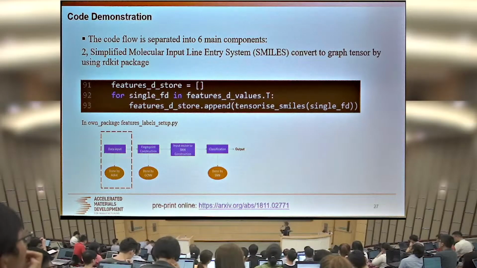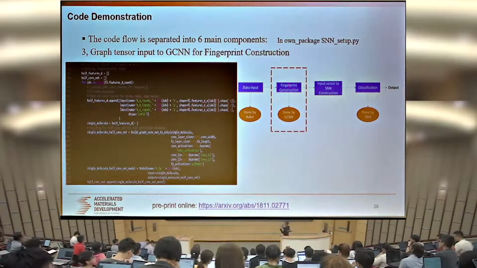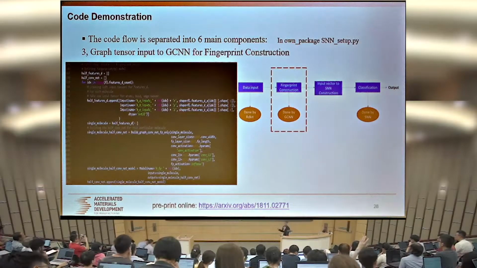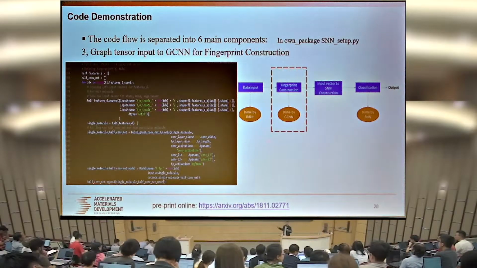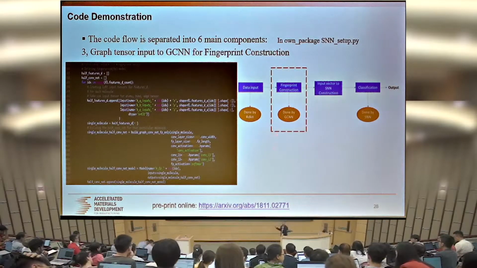After that, we will move to the fingerprint construction part. For the fingerprint construction, we will use the GCNN. The GCNN is inside the SNN setup script. You can find the lines, and this part takes the graph tensor into the graph convolutional neural network, then calculates it to gain the fingerprints of different molecules.